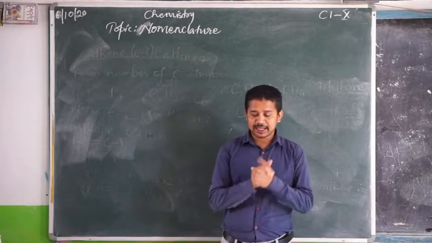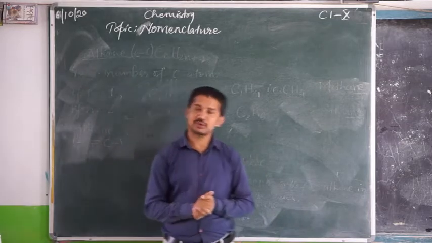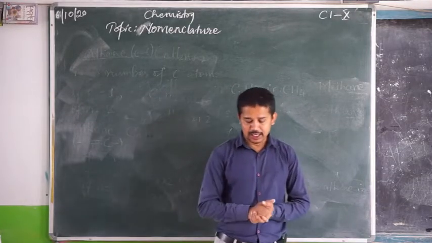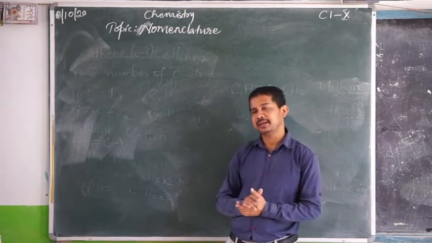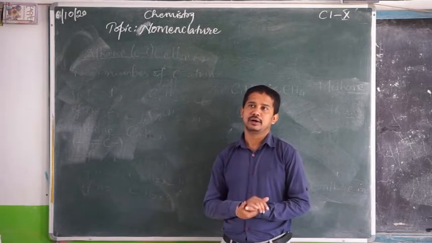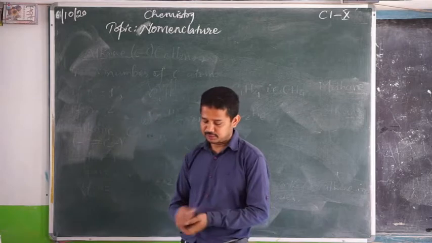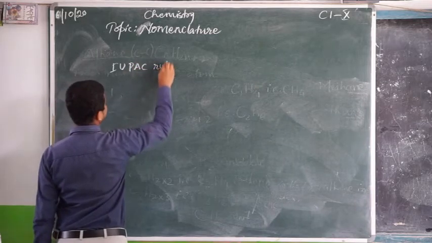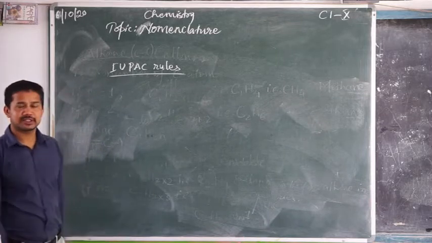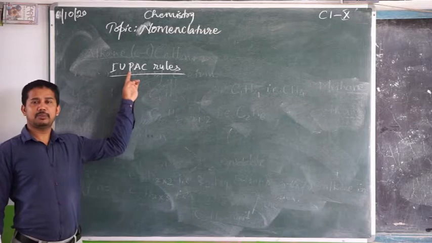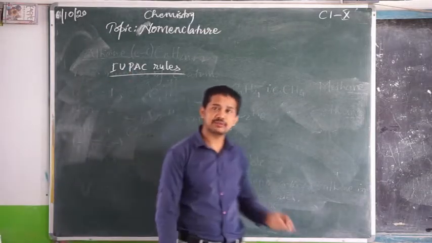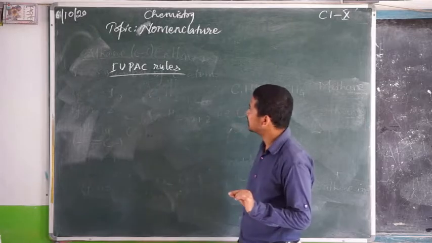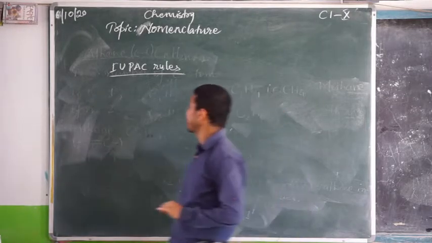Nomenclature is the system of assignment of names to organic compounds. Nomenclature can be for anything, but here we'll be doing it for organic compounds. We'll be naming these organic compounds using IUPAC rules. So what is the full form of IUPAC? International Union of Pure and Applied Chemistry. IUPAC.